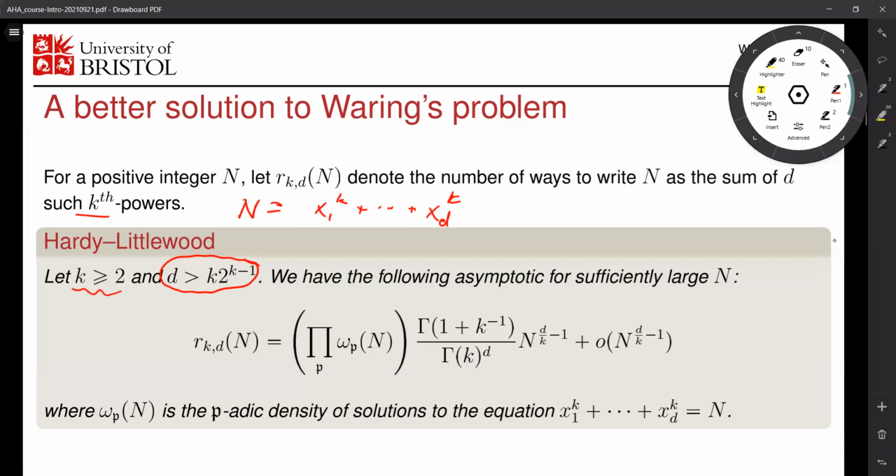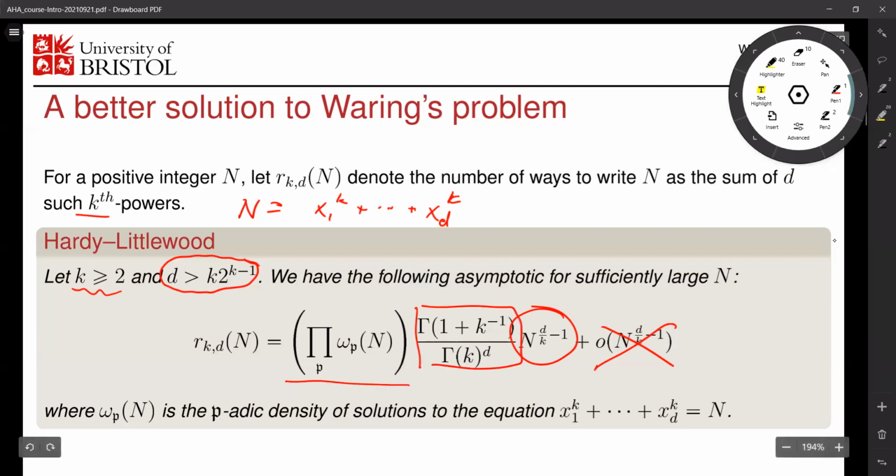So what they proved was, if I look at those number of representations, number of ways to write n as a sum of d kth powers, then it turns out you have an asymptotic formula for it. So momentarily ignoring this auxiliary term, you see that the main term is going to grow like n to the d over k minus 1, where d was the number of variables and k was the degree, right? Up to some other factors, this factor here is the volume of some unit surface. And these other factors are going to be the p-adic densities for the solutions to this equation.